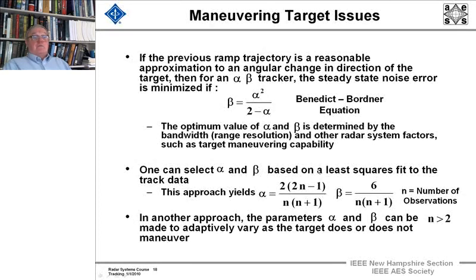One can select alpha and beta based on a least squares fit to the track data, and that yields these numbers, where n is the number of observations used to do a least squares fit on the data. In another approach, the parameters alpha and beta can be made to vary adaptively as the target does or does not maneuver.